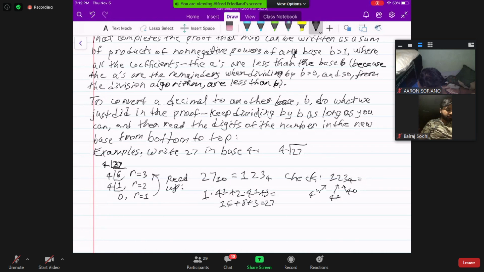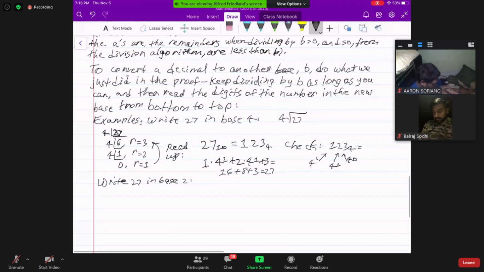Let's actually do 27. Let's write 27 in base 2. So your expectation is that there'll be at least 3 digits because you're using a smaller base. And when we did base 4, we got 3 digits over here, 1, 2, 3. So we're guessing that there should certainly be at least 3, if not more. So how do we do it?